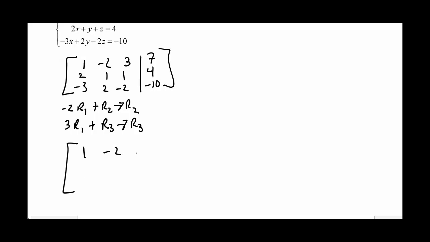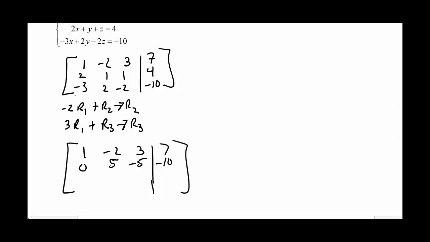Okay, so row 1 did not change, so I'm going to keep it. And let's see, negative 2 times 1 is negative 2 plus 2, so I get 0, yay. Then negative 2 times negative 4, so I got positive 4 plus 1 is 5. Then we have negative 6 plus 1, so negative 5. And I have negative 14 plus 4, so negative 10.